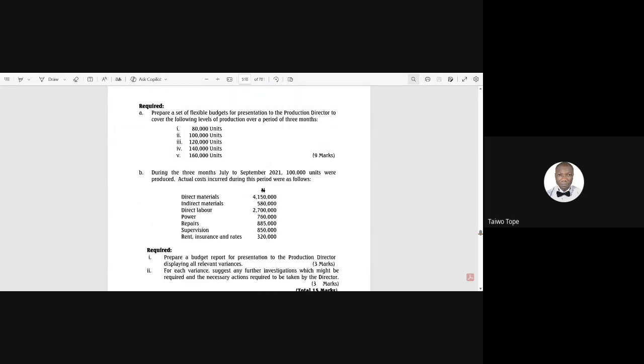Okay, fine. During the 3 months, July to September 2021, 100,000 units were produced. Actual costs incurred during the period were as follows. So you can see these are the actual costs incurred during the period. So let's see, you can attempt that and see what you can do. At least, let's go and lay our hands on it and solve.